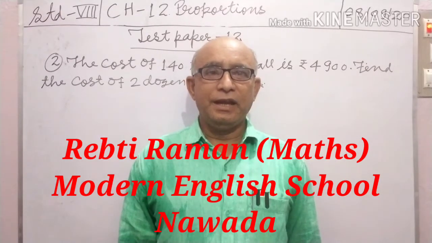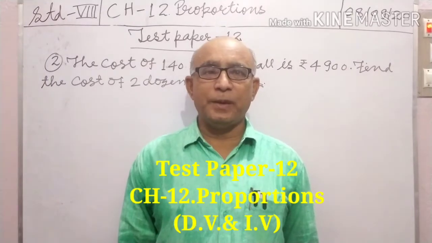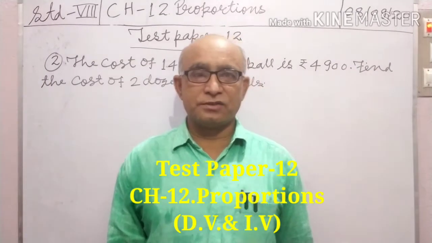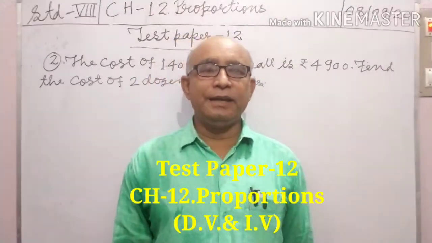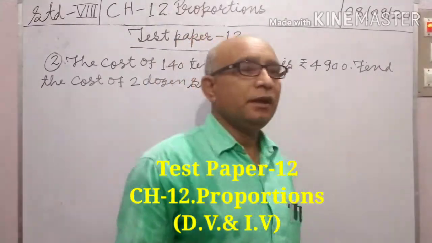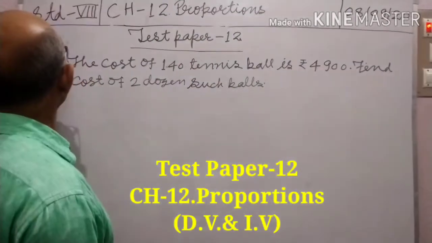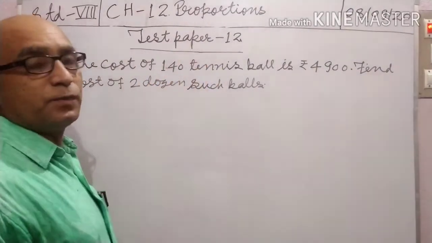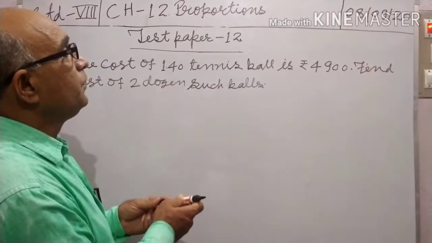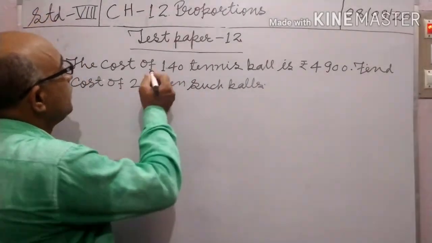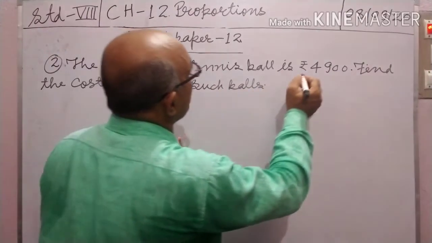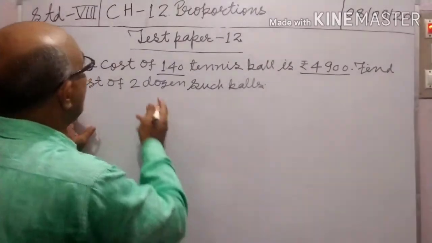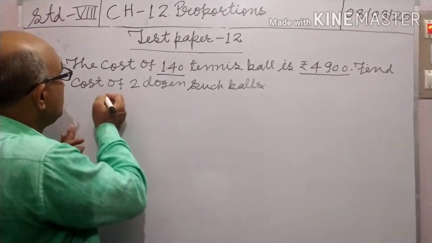Students, today I shall solve test paper 12 of chapter 12, Proportions, direct and inverse variation. Question number 2. The cost of 140 tennis balls is rupees 4,900. Find the cost of 2 dozen balls.